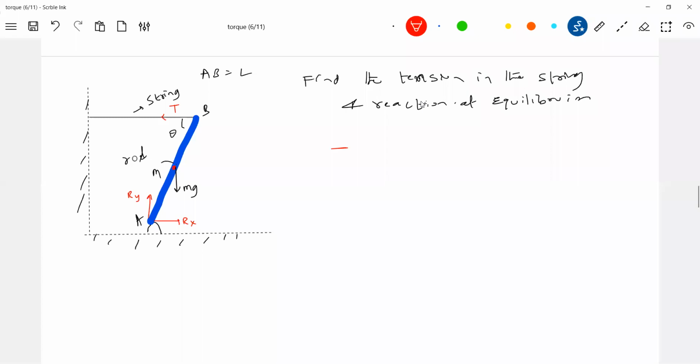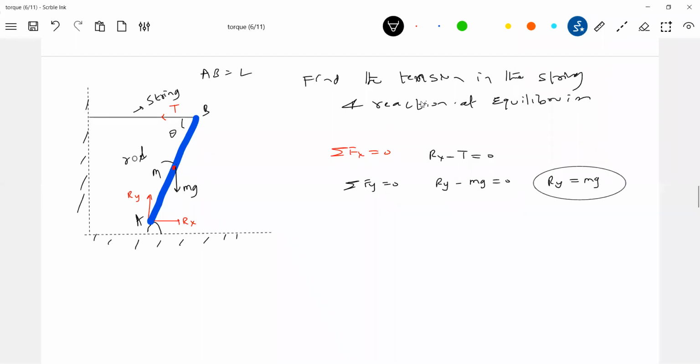So from this, T minus Rx minus T is equal to 0. And then Ry minus Mg equal to 0. So I got Ry equal to Mg. Then what are unknown things? Rx and T. So what are unknown things? Rx, Ry and T. 3 unknowns are there. We have one equation. So let me go for one more equation.